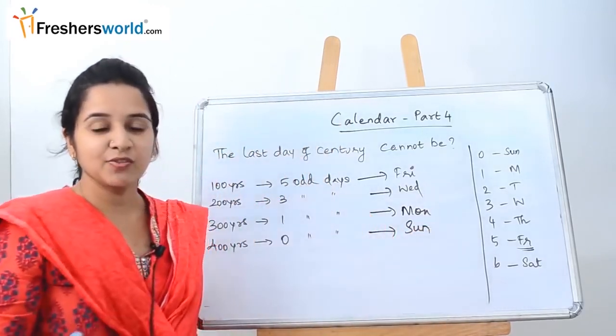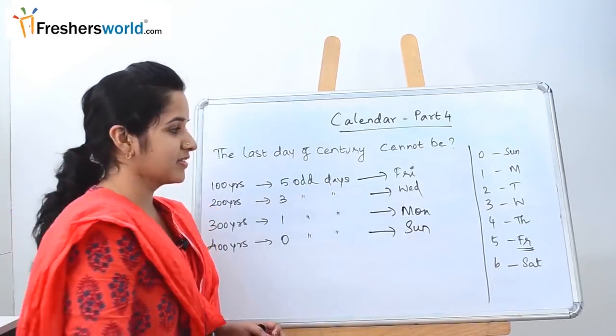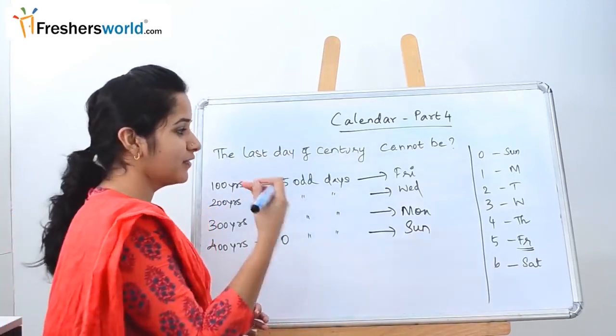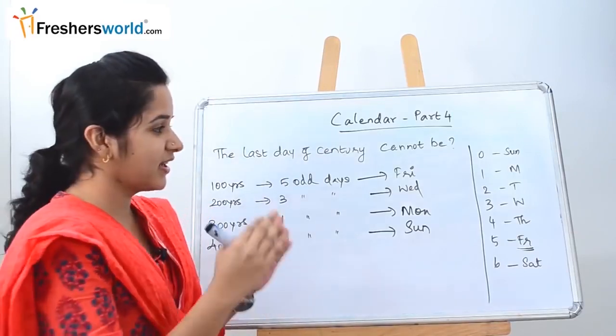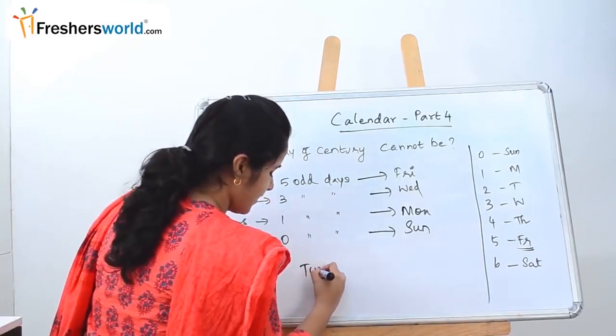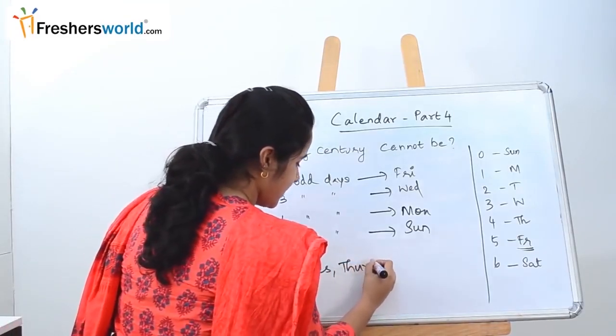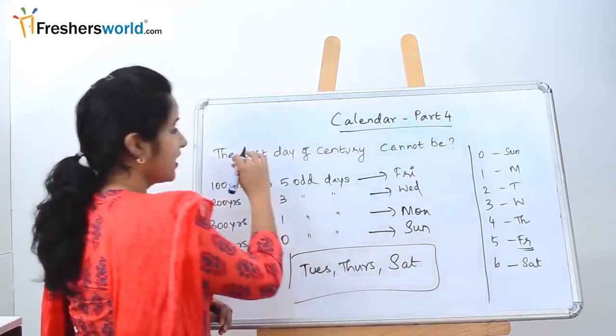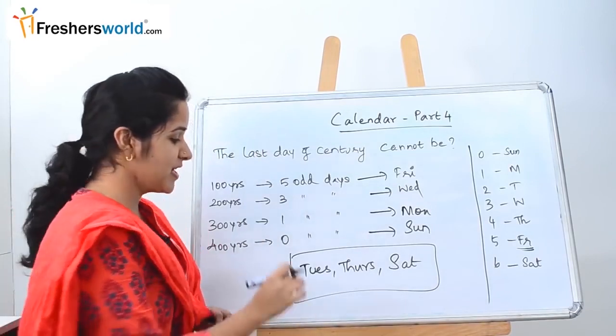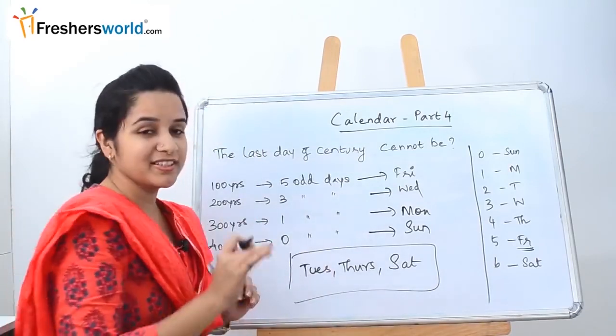This cycle will be repeated for all the years. Repeatedly, it will be either Friday, Wednesday, Monday or Sunday. So what are the days that are left out? Tuesday is left out, Thursday is left out, and Saturday is left out. So the last day of the century cannot be a Tuesday, Thursday or Saturday.